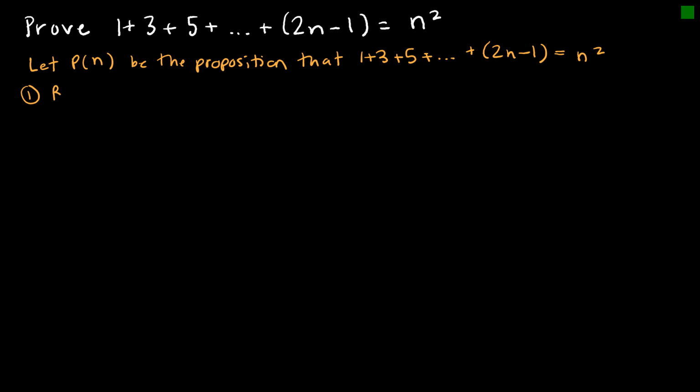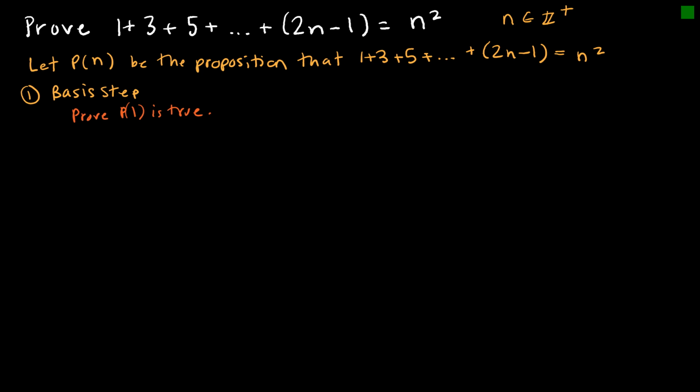And then I need to show my basis step. And remember, my basis step just is looking at the lowest value. And so if we're looking at this, we really started with n being a positive integer. And so my basis step would be the lowest positive integer. So I have to prove that P of 1 is true.